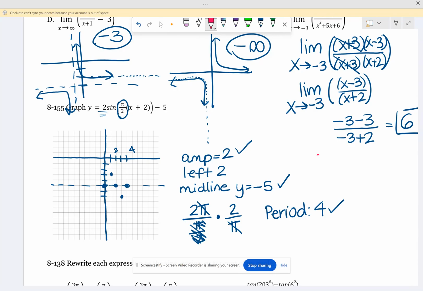I'm going to take every single one of those points and I'm going to shift it left 2 units. So this point goes left 2, this point goes left 2, left 2, left 2, and left 2. So here's my graph. It's hard for me to write on this, but I should really make sure that I'm labeling my axes when I'm doing this. And there you go. There is our sine graph.